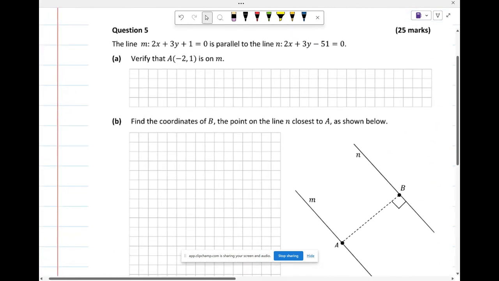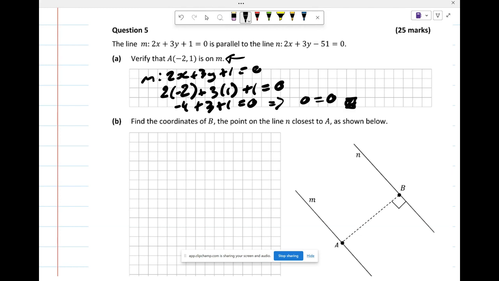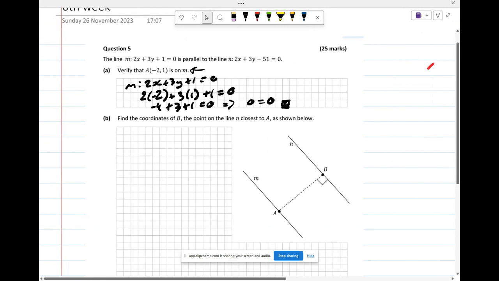So the first one is easy. It says verify that A equal to minus 2, 1 is on M. When we're verifying something is on M, we sub it in. So that's our x, that's our y, and we're going to see it equal to 0. M is 2x plus 3y plus 1 equal to 0. We sub in 2 times minus 2 plus 3 times 1 plus 1 equal to 0. So that's minus 4 plus 3 plus 1 equal to 0, and you can see that's 0 equal to 0. So that's verifying that A is on the line.